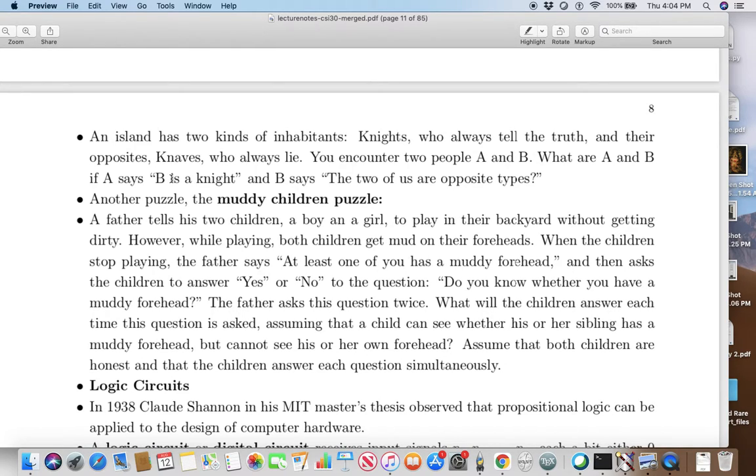Okay? So if B is a knave and B says the two of us are opposite types, B has to always lie. We are of opposite types, so B, because he is a knave, has to lie. So they have to be of the same type. So B is a knave and A is a knave. That's the correct answer.